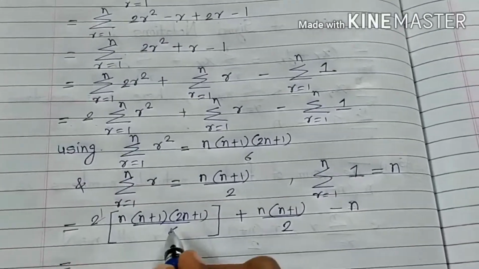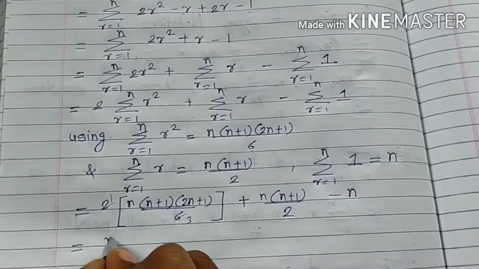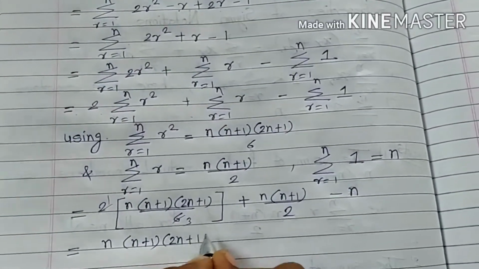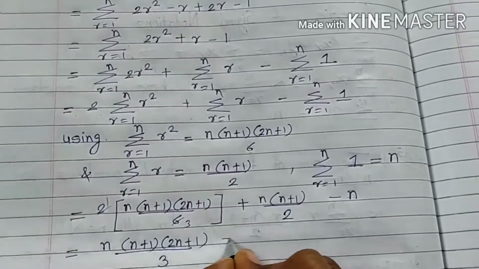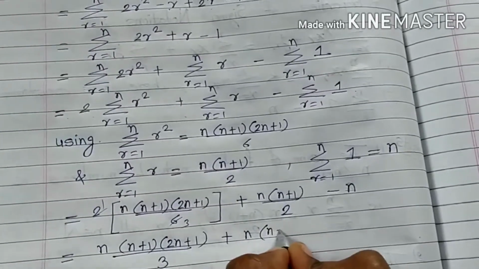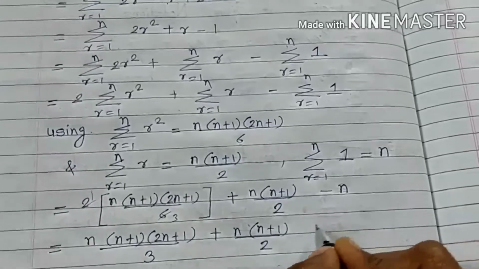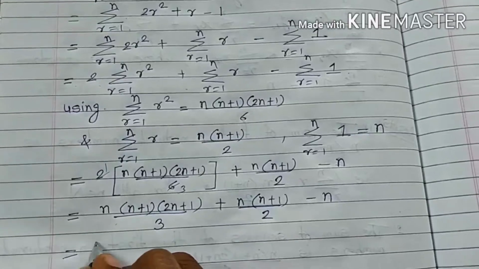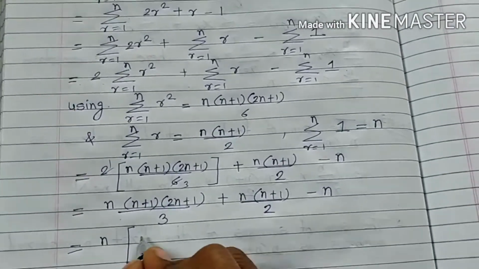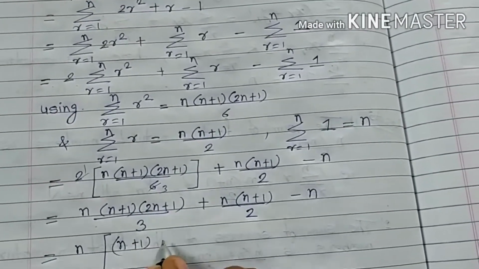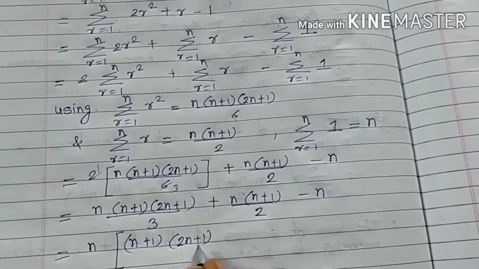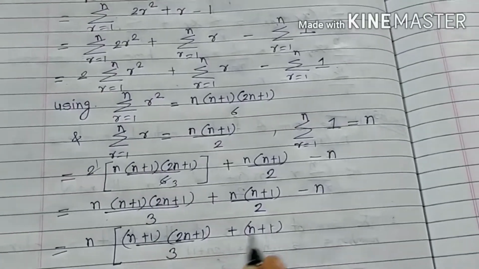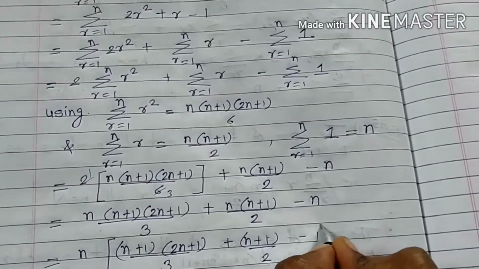Now 2 3s are 6, so it is like that n(n+1)/2 times (2n+1)/3 plus (n+1)/2 minus... Now take n common, so we get n[(n+1)(2n+1)/3 + (n+1)/2 - 1], here 2 and here minus 1.